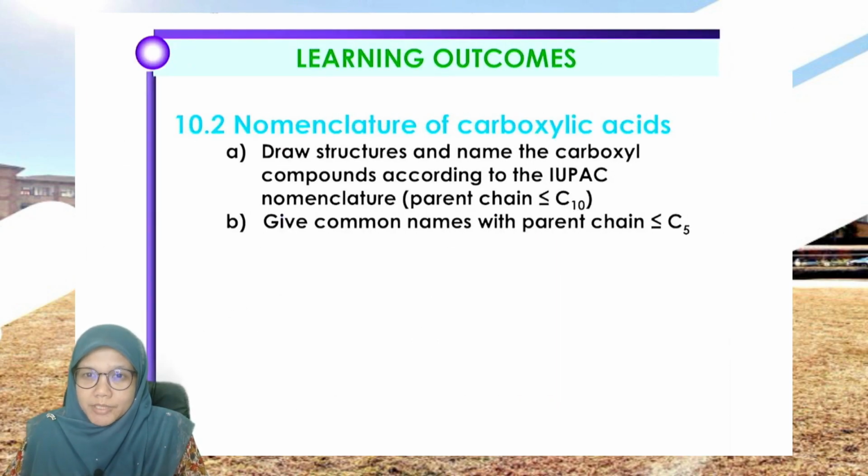For learning outcome 10.2, nomenclature of carboxylic acids. A. Draw structures and name the carboxyl compounds according to the IUPAC nomenclature, where parent chain is equal or less than 10 carbon. B. Give common name with parent chain less or equal than 5 carbon.